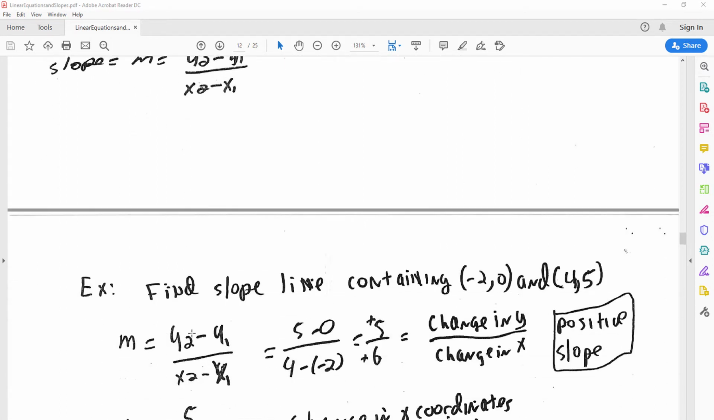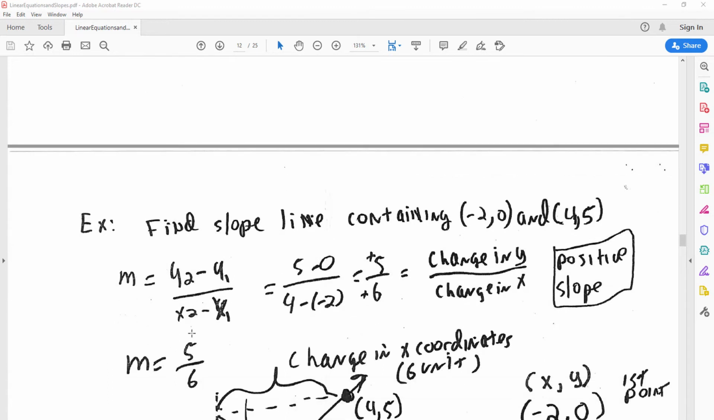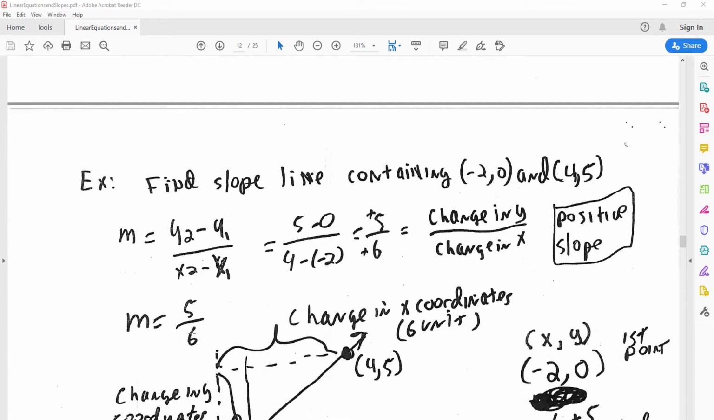Now, here we have find the slope containing the 2 points. So we plug in our x and y coordinates. We subtract here. So we have 5 minus 0 and 4 minus negative 2. And we have 5 over 6. So a positive slope is increasing from left to right.